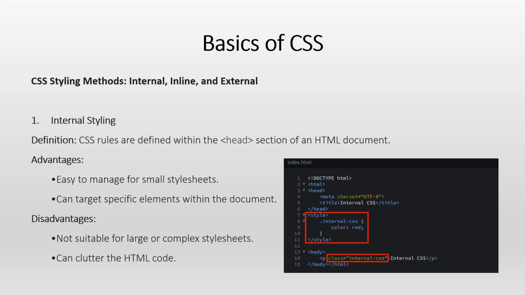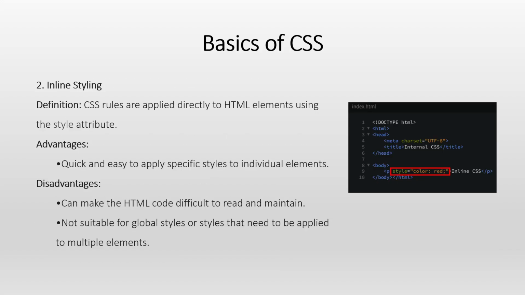After this, we will be moving to the second one, inline styling. What is inline styling? CSS rules are applied directly to HTML elements using the style attribute. As you guys can see in the image here, there is this P element. What is happening inside this red box? I have written one style. Whatever we write inside the starting tag is called an attribute, as I have explained initially.